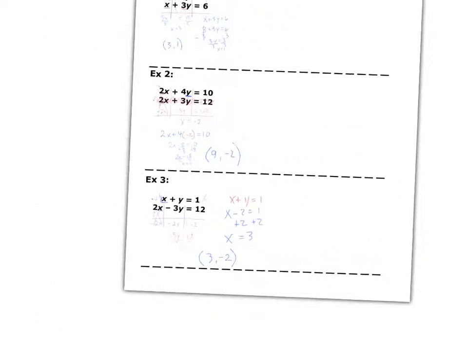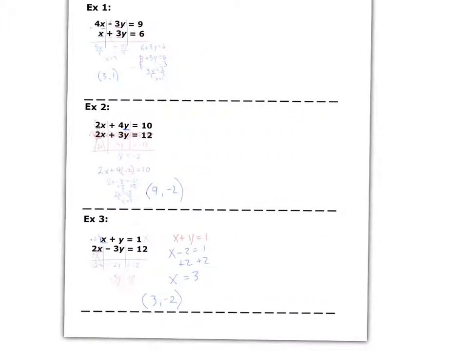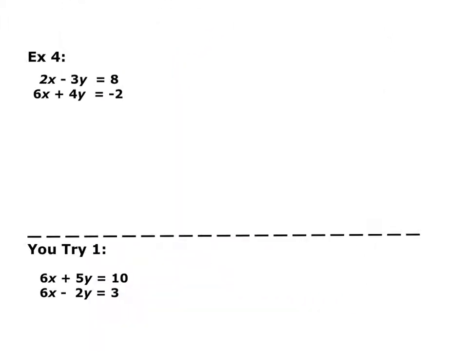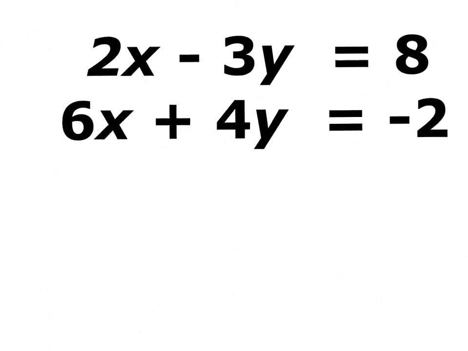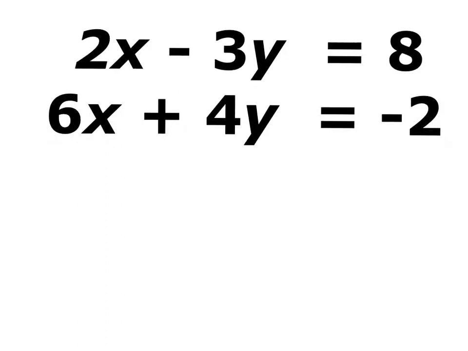Okay, let's try one more. We're going to do that on the next page. One more. All right, and so here's our last one. And we're looking for it to be in the right columns, and it is. Then we have to get one of them to have the same coefficient. Once again, I'm going to choose x to solve for. So I need one of these x's to be a 6, and I need one of them to be a -6.